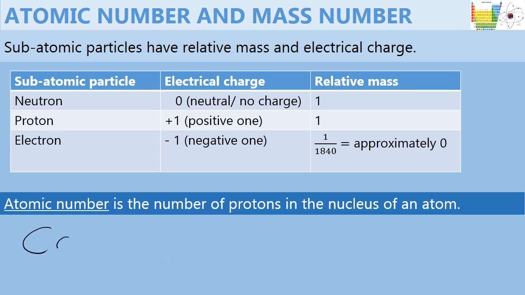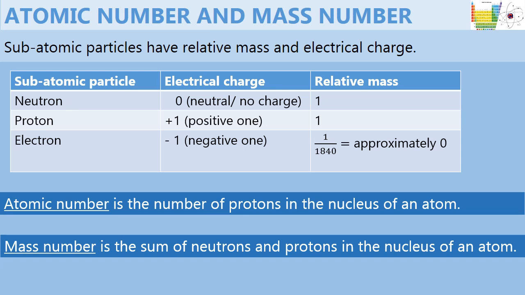Calcium has atomic number of 20 because it has 20 protons. What is the atomic number of carbon? How about fluorine? The mass number is the sum of the neutrons and protons in the nucleus of an atom.